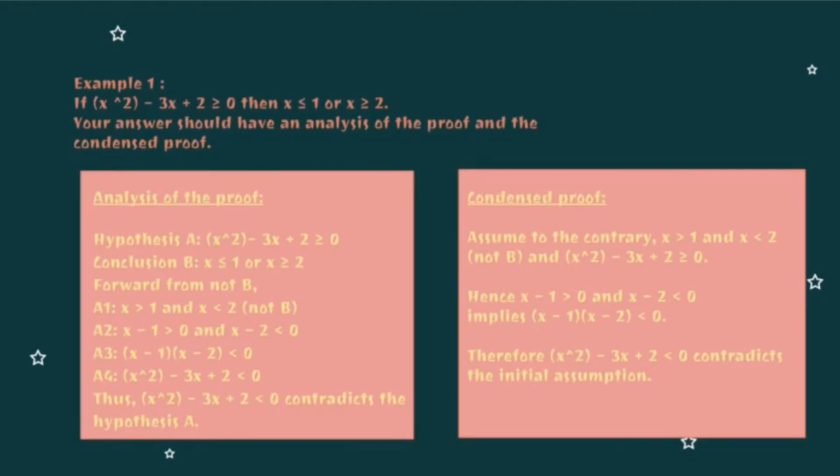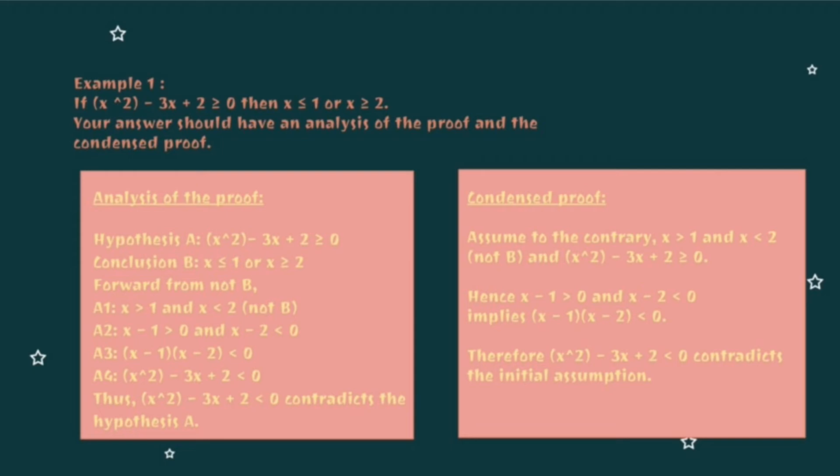Okay, we're going to go to an example. For example 1, the question is: if x squared minus 3x plus 2 is greater than or equal to 0, then x is less than or equal to 1 or x is greater than or equal to 2. Your answer should have an analysis of the proof and the condensed proof. For the analysis of the proof, the hypothesis and conclusion we take from the question. Hypothesis A is x squared minus 3x plus 2 is greater than or equal to 0.